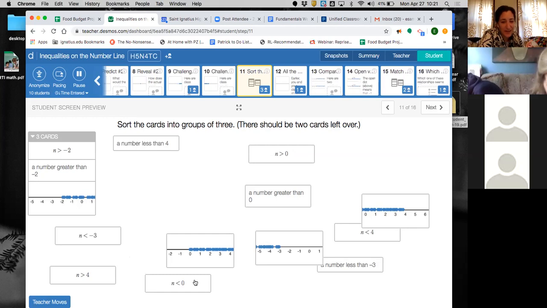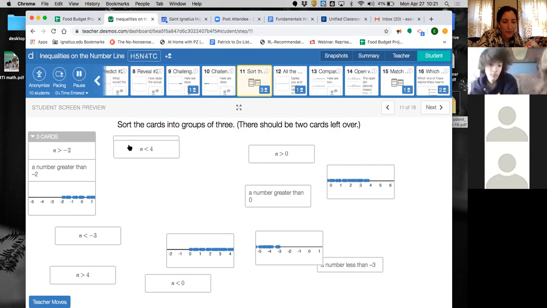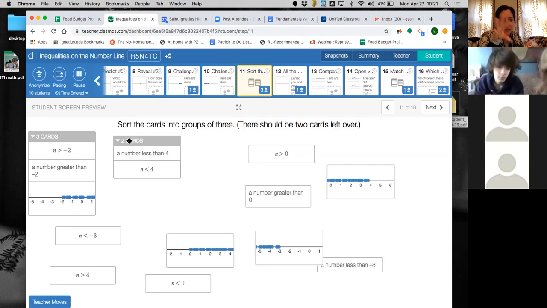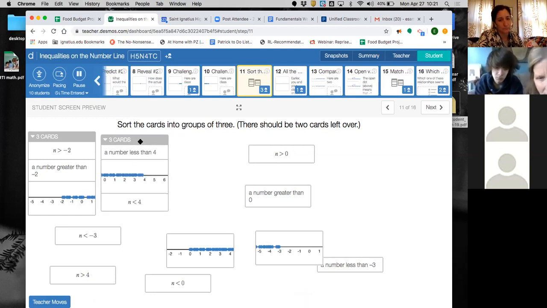So I see one that has a number less than 4. Do you see it in symbols, Luke? Do you see N? Okay. All right. So you want to drag that on top until they kind of click together, and then it says 2 cards, and those 2 cards are kind of locked in together. And then do you see a number line that has numbers less than 4? Okay. So just take that over there and drag that on top of there. And now you have that 3 card set. And then you can move on to your next set. So you're looking for in words and in symbols.